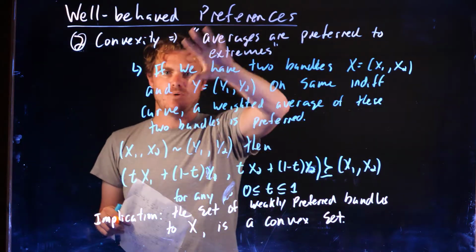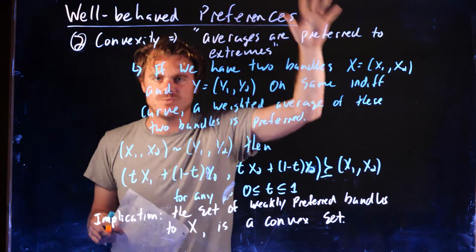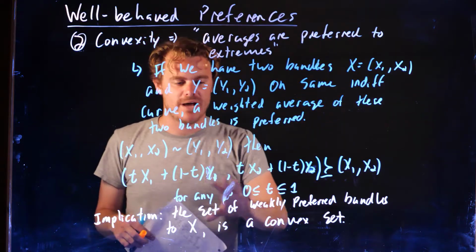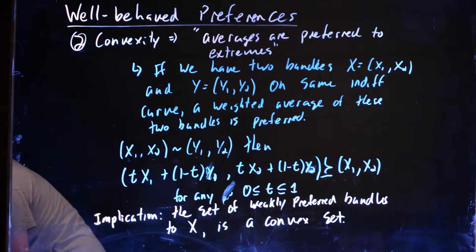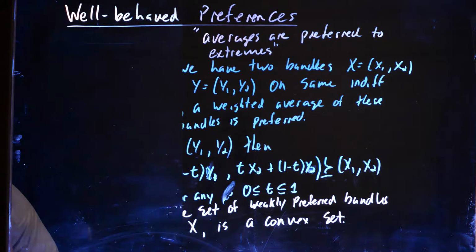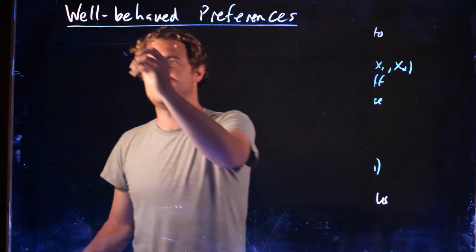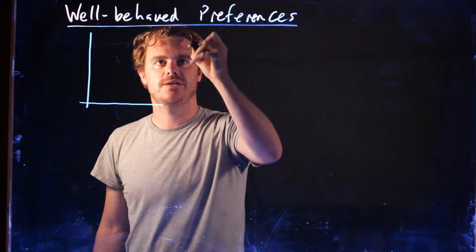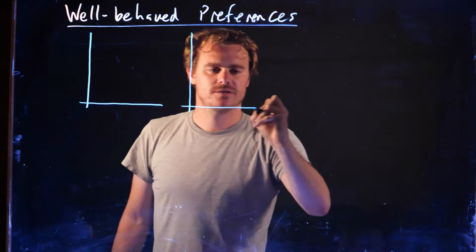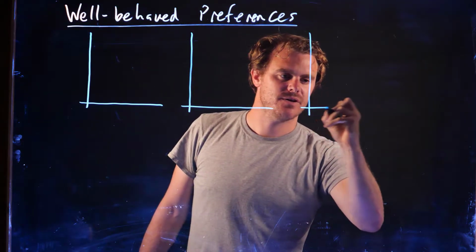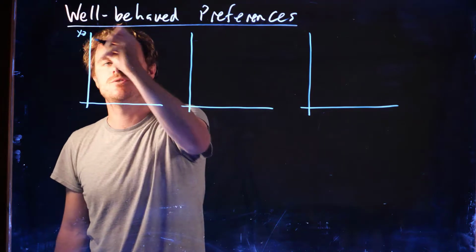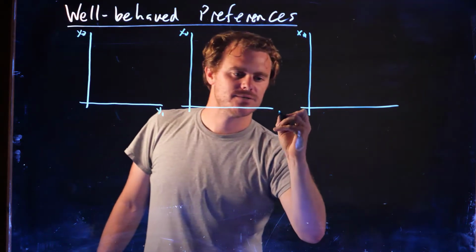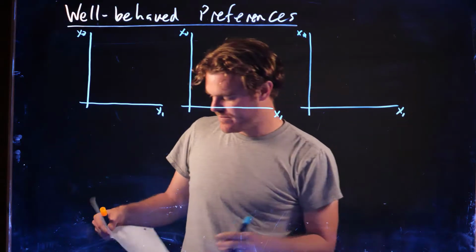So let's erase this board and let's draw some indifference curves and visualize what we mean by this. So let's visualize what that assumption about convexity means. Let's draw 3 different examples of indifference curves. Again, good 2 on the y, good 1 on the x. Got to make sure we label everything.